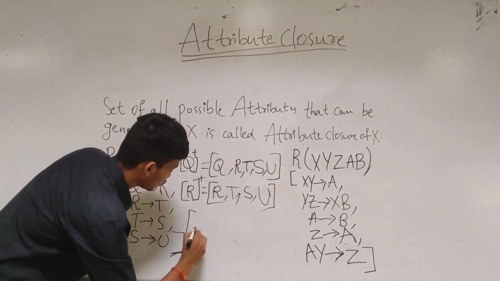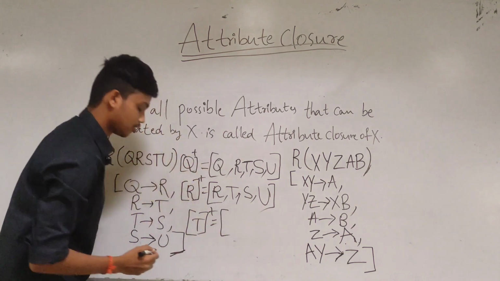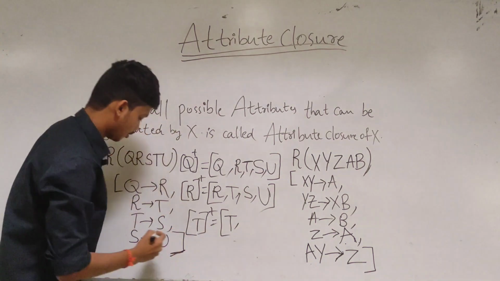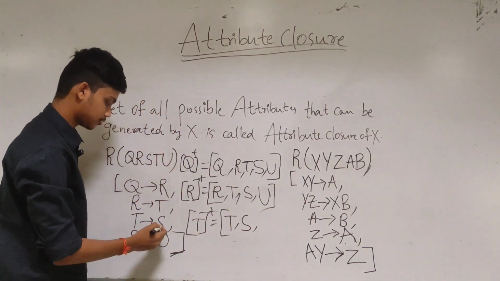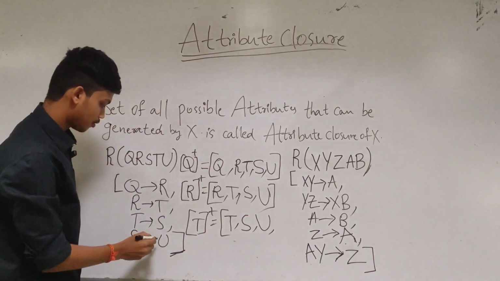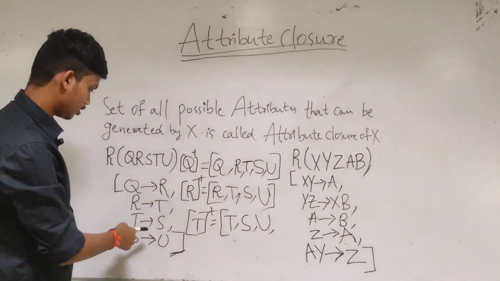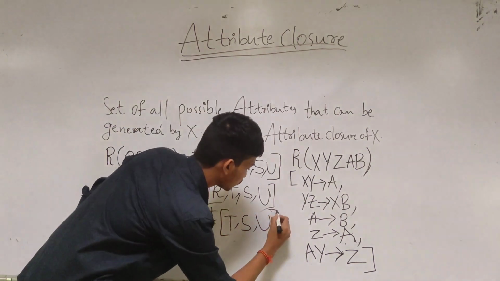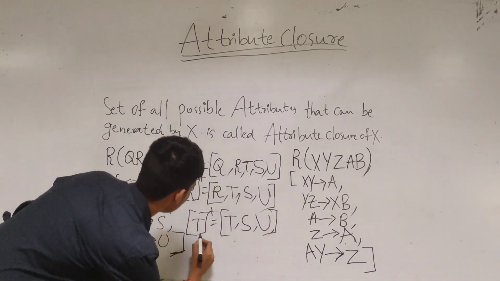We do the T closure. What could be the T closure now? We write T. From T we can derive S, so we write S. From S we can derive U. From U we can't derive anything else. From T we derived S, from S we derived U, and we can't derive anything more. So that's all, it's completed.